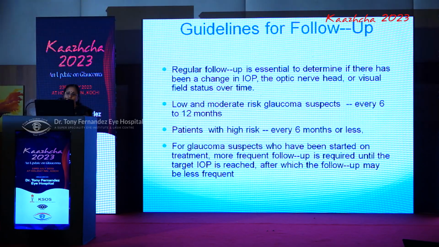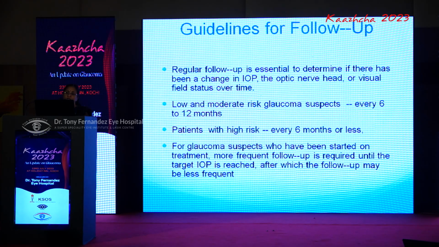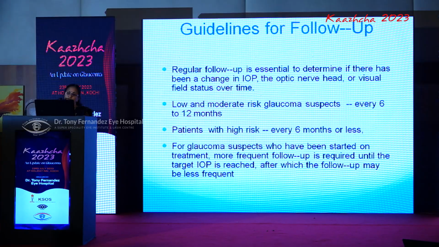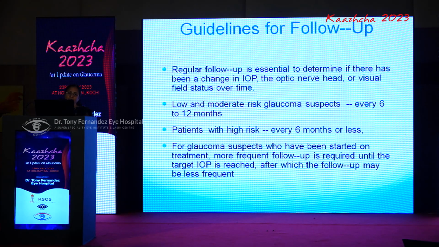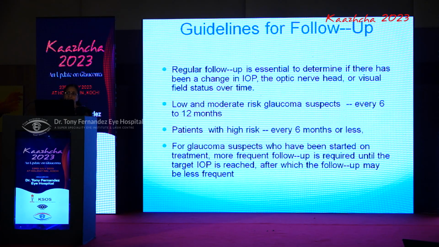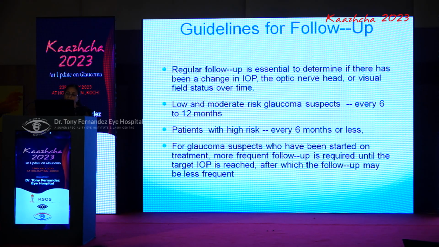Now, how will you follow up such patients? Regular follow-up is essential to determine if there has been a change in IOP, the optic nerve head, or the visual field status over time. And low and moderate risk patients require not that frequent follow-up, so you can follow them up every 6 to 12 months. But patients with high risk have to be monitored much more closely. And glaucoma suspects where you have started treatment, always see them more closely till the target IOP is achieved, after which you can make less frequent follow-ups.